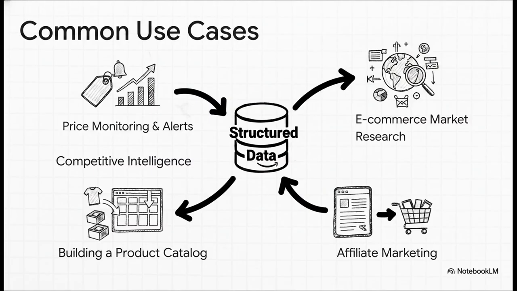So what can you actually do with this data? Well, this is where it gets really exciting. You can power some serious business intelligence. Imagine setting up automated price monitoring that sends you an alert the second a competitor changes their price, or analyzing an entire category to find gaps in the market. You can build out a product catalog for your own store, or even automate finding the best products for an affiliate site. This isn't just raw data, it's a direct path to making smarter decisions.